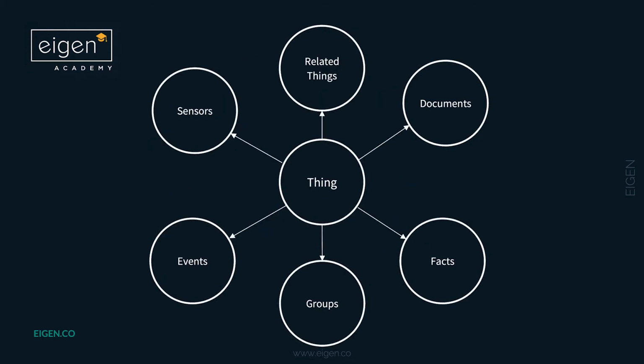Each object can be contextualized by adding properties and relating it to other objects. In this way, a full digital map of all the information about a facility can be built up.